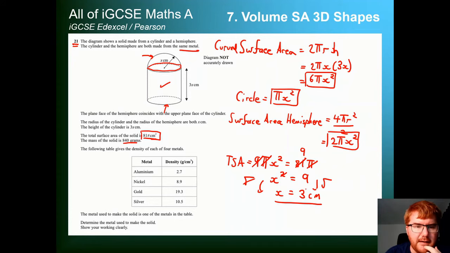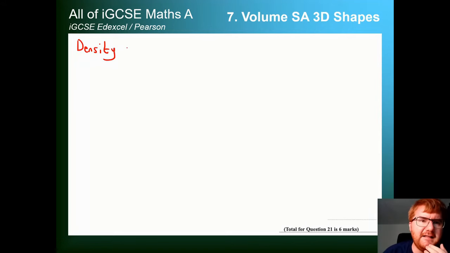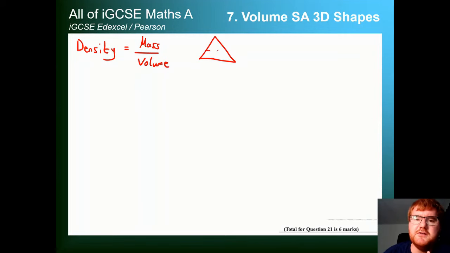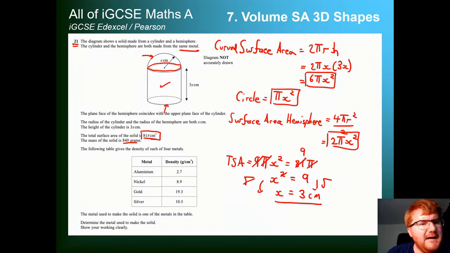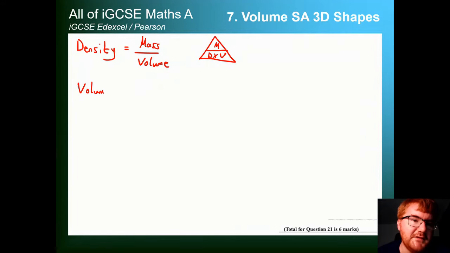Now we need to think about volume. Now, why am I talking about volume in this question? Well, there's a formula you need to know on this course specifically for IGCSE Edexcel, and that is density is equal to mass over volume. Some of you may have approached this with this triangle here, it's this DMV triangle, which is useful to know. So we're told the mass of the solid is 840 grams. In order to work out the density of this, we need to work out the volume so we can work out which of these is correct. So our next task is to work out the volume of the shape.